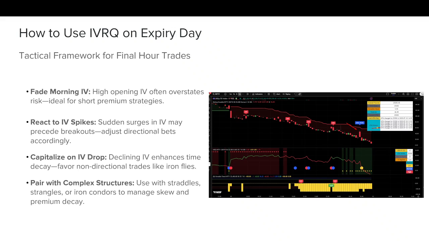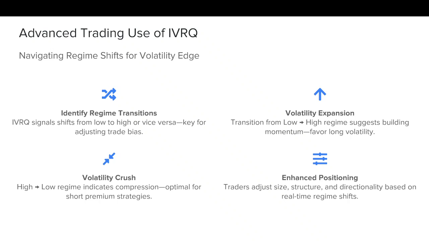As the day progresses and IV begins to fall, time decay becomes dominant. This is the sweet spot for neutral strategies that profit from erosion, like iron condors, butterflies, naked straddles, etc. IVRQ gives you the context, timing, and confirmation needed to execute these strategies with precision. It's expiry edge distilled into visual form.